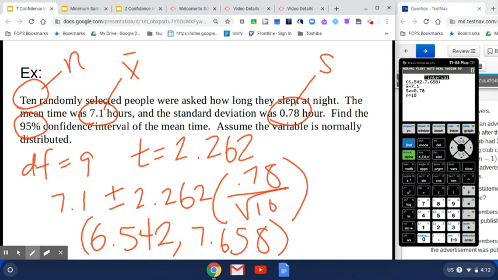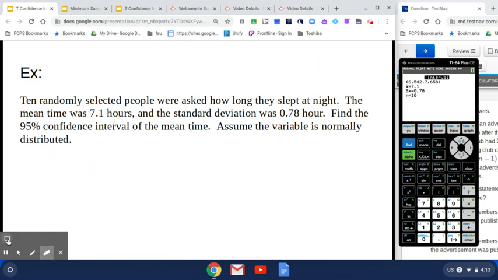So I am 95% confident that the true mean time spent sleeping at night is between 6.542 and 7.658 hours. All right, that was the first example. Let's go ahead and take a look at the next one.